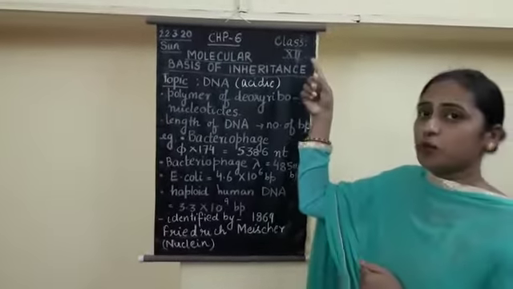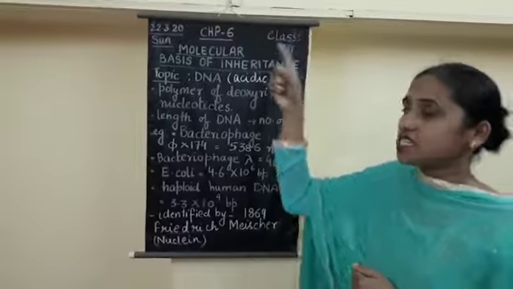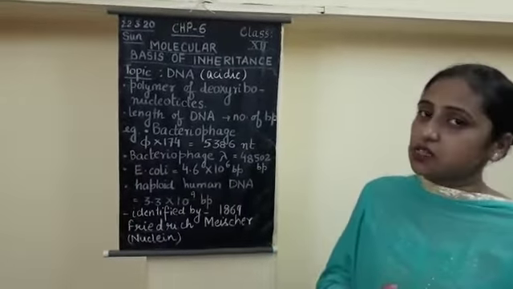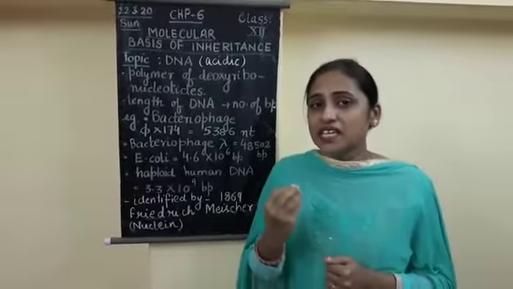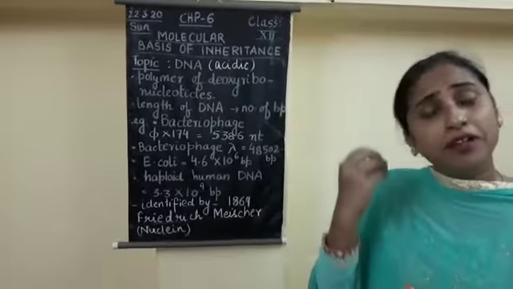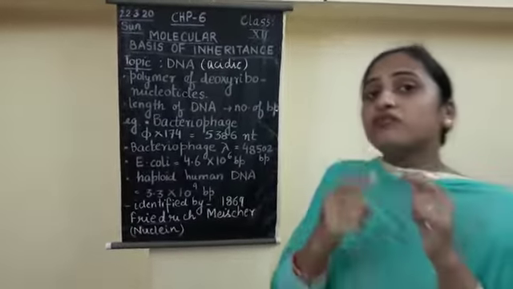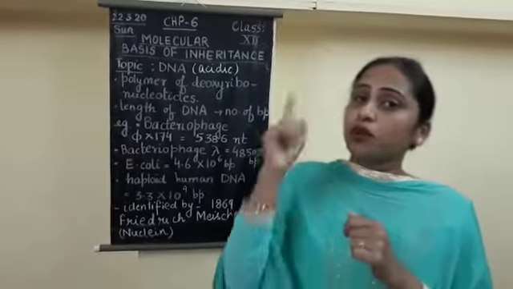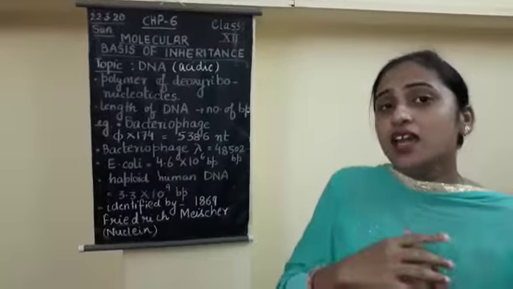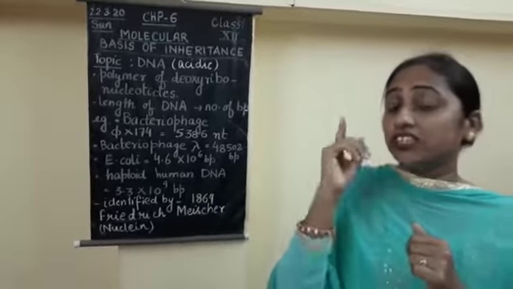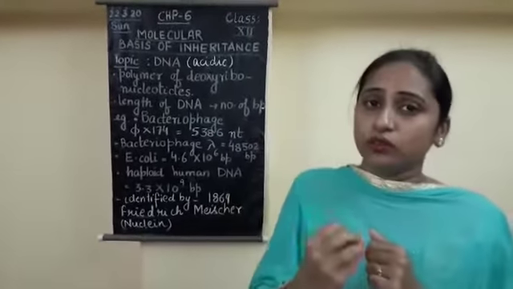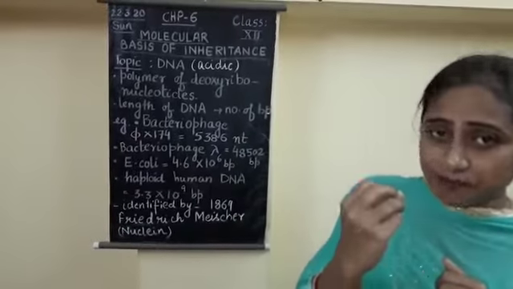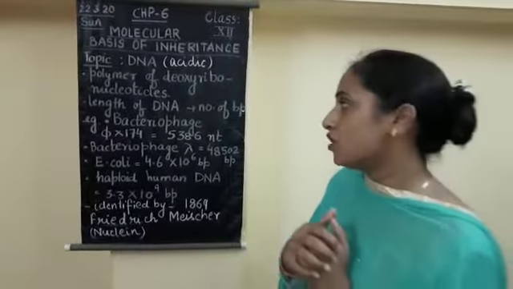Today I have taken a topic from class 12th, chapter number 6, molecular basis of inheritance. In the previous chapter, we saw how Mendel gave the pattern of inheritance, but he was not able to make out what factors were responsible, because there were restrictions in that era and not much technology. They were not able to elucidate the DNA molecule, which is now considered the genetic material for all living organisms.